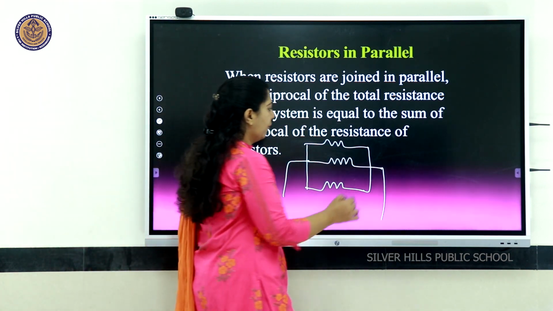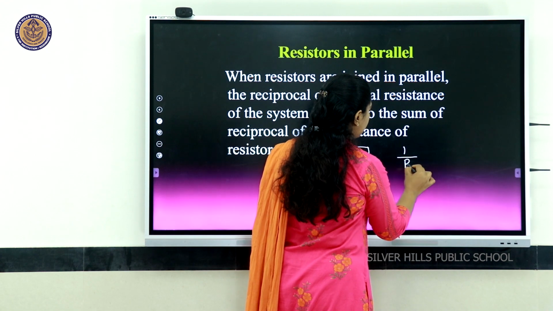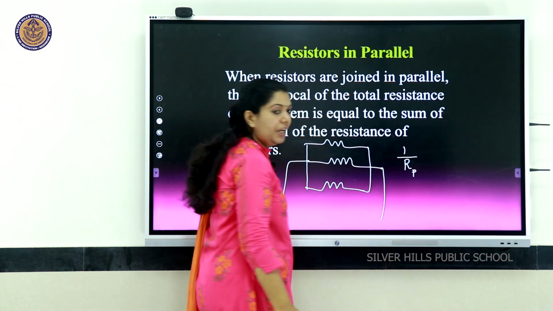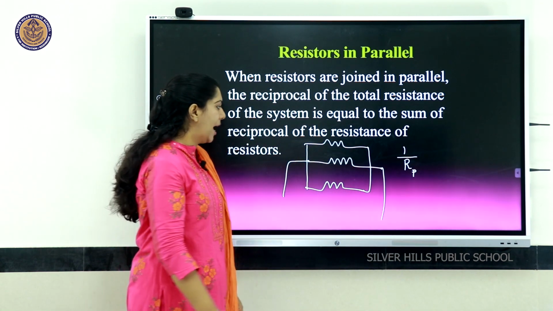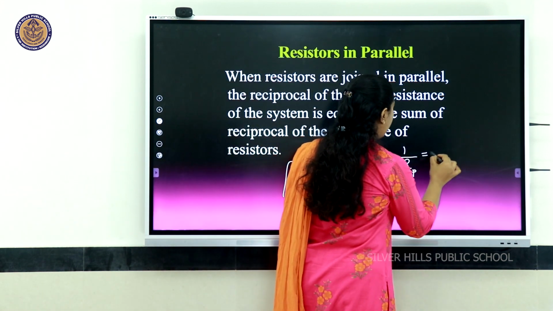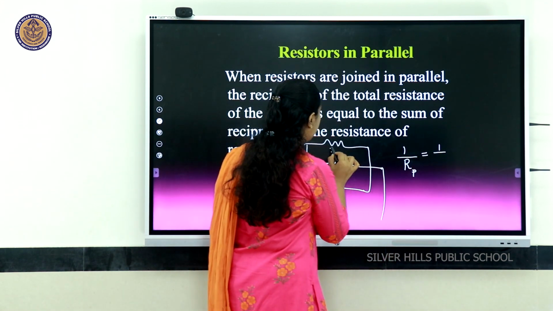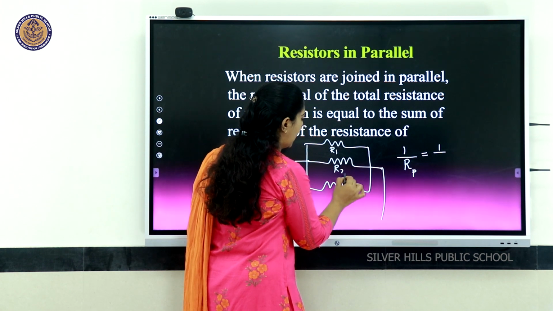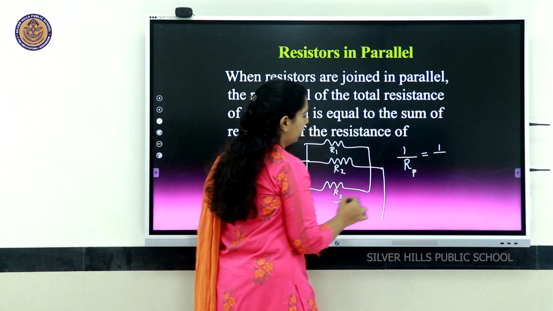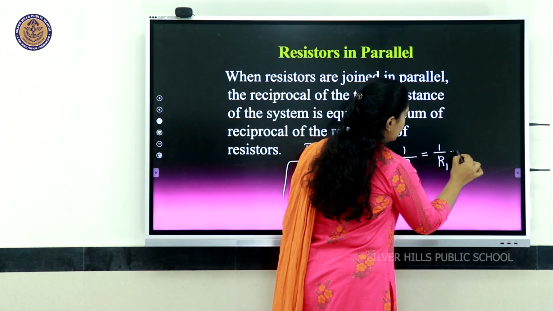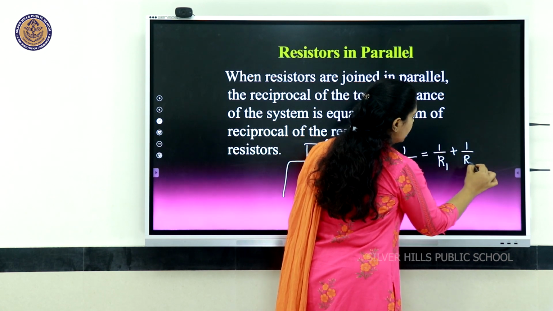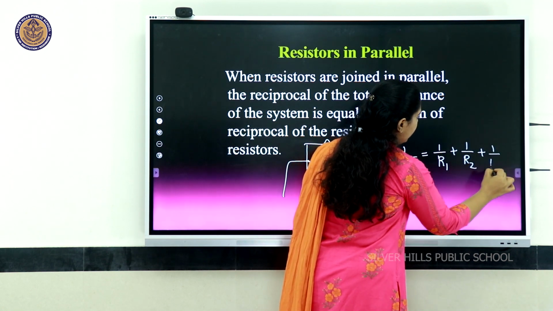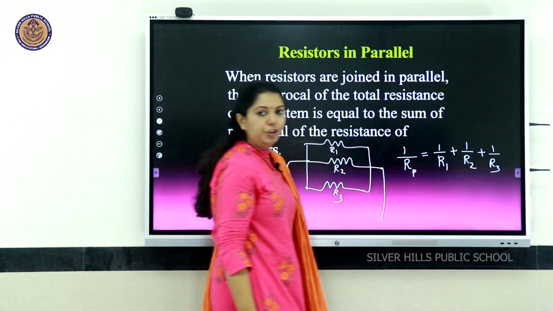Then we can say 1 by Rp, where Rp represents the total resistance in parallel. 1 by Rp is equal to 1 by R1, this is R1 and this is R2 and this is R3, 1 by R1 plus 1 by R2 plus 1 by R3. This is the result. We are going to prove this one.